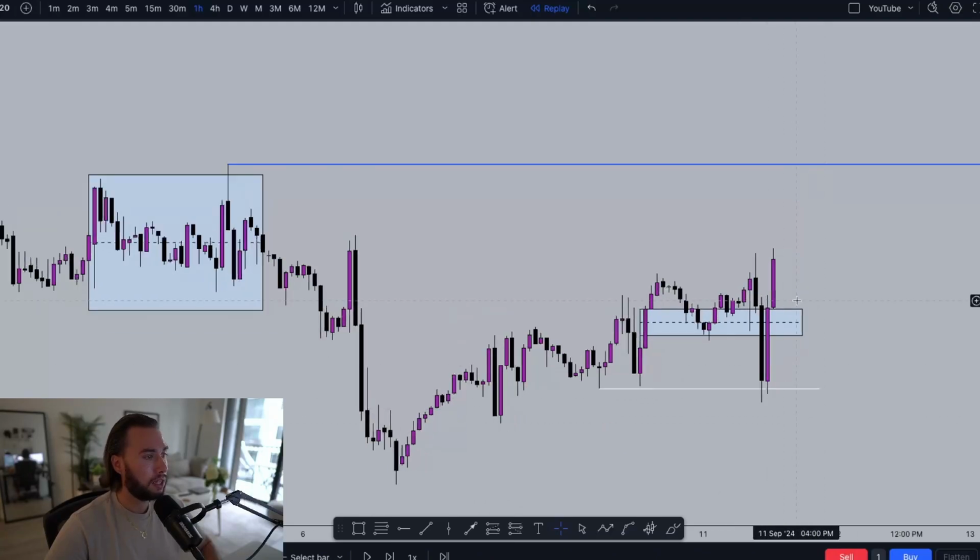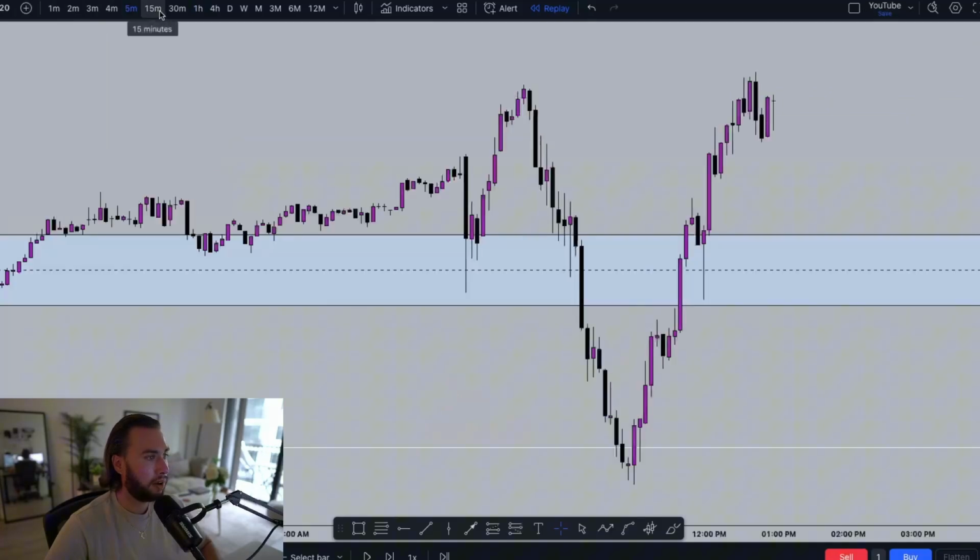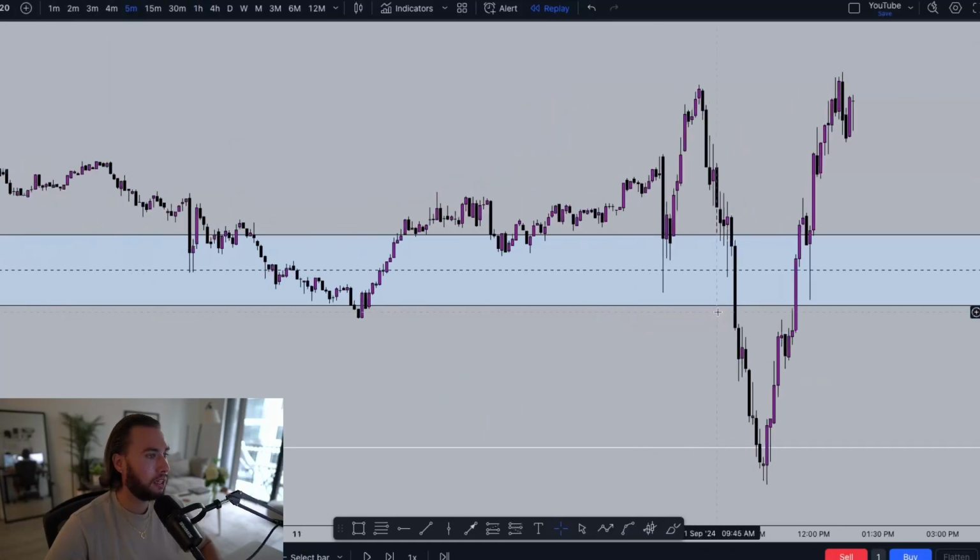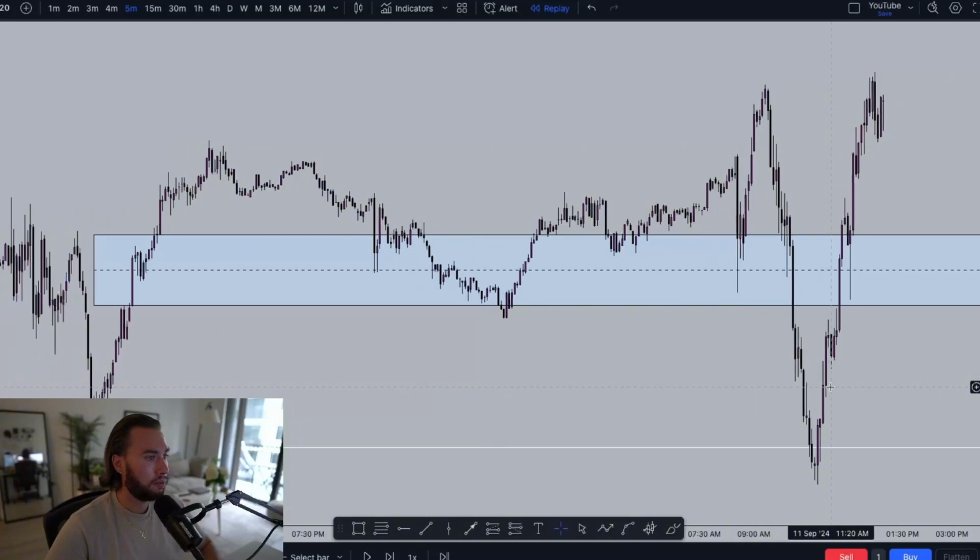So this is an hourly time frame. Obviously, we can dive into lower time frames like a 5 or 15 minute, where you're going to see things a lot clearer. So for example, we trade lower, we sweep the liquidity, we start to trade higher, we trade into a small little inefficiency here. This would be your low risk buy. Market reprices. We have another inefficiency here.